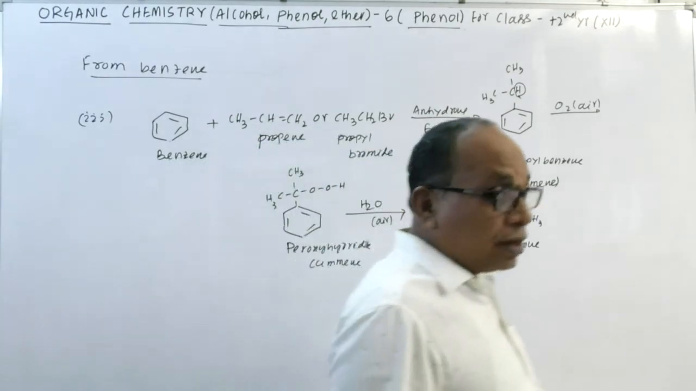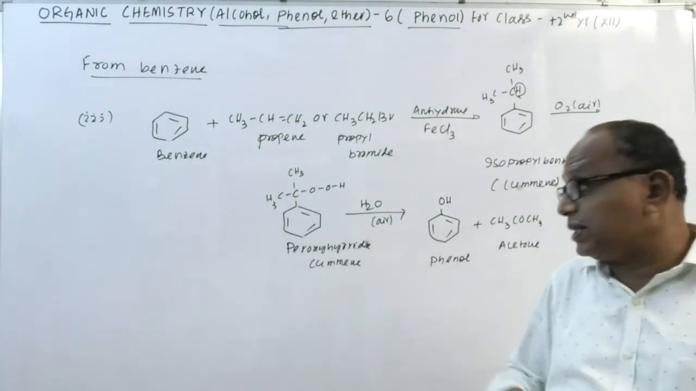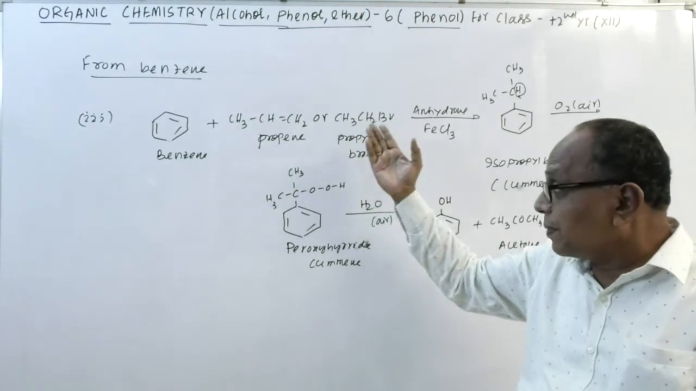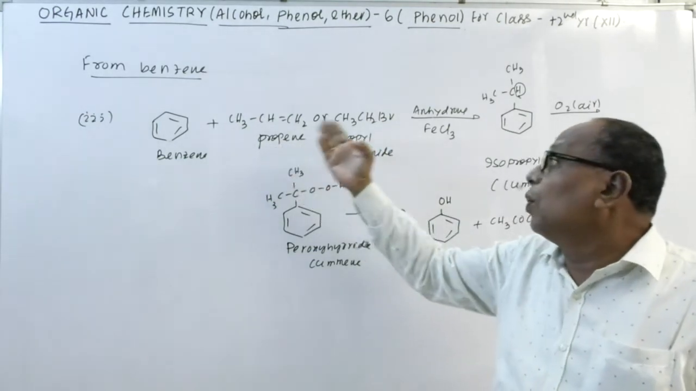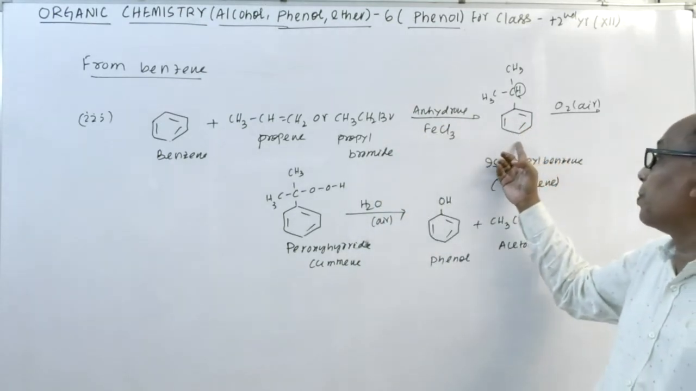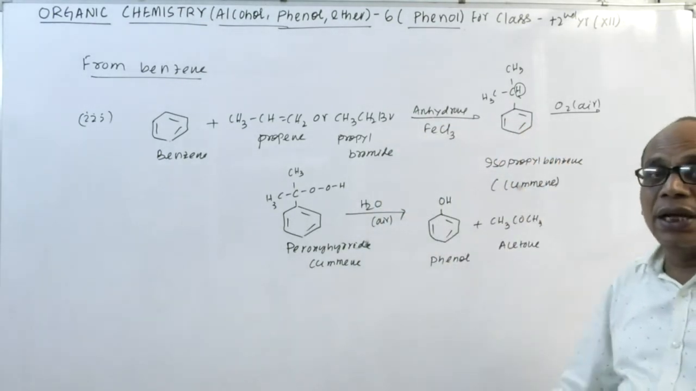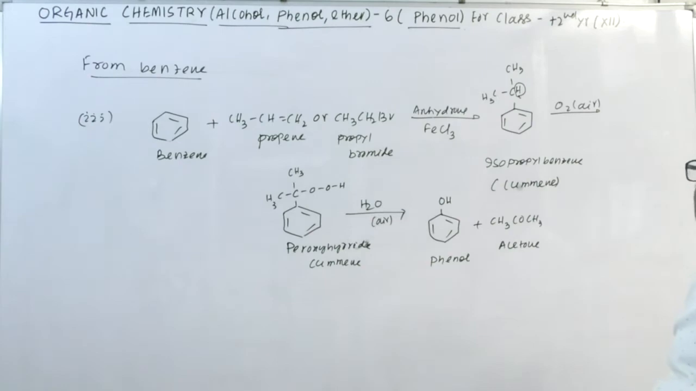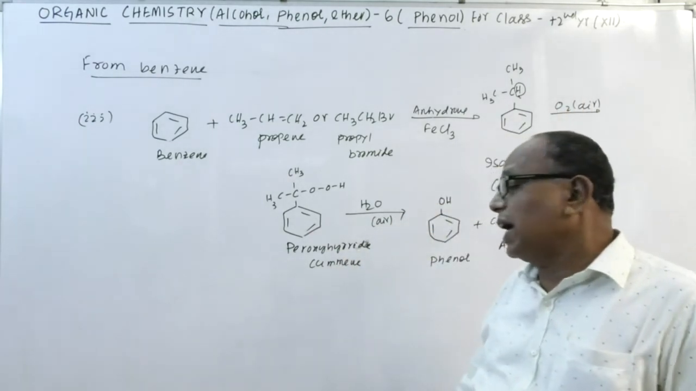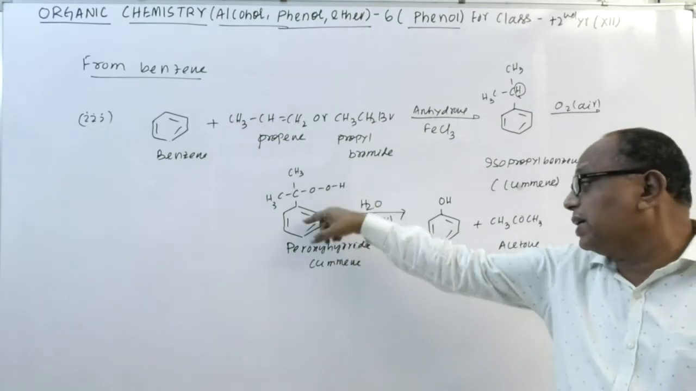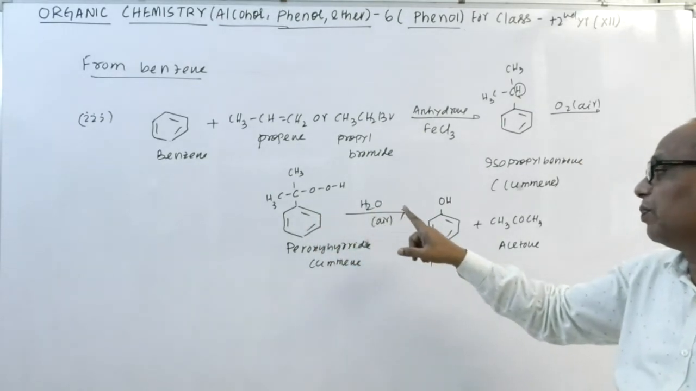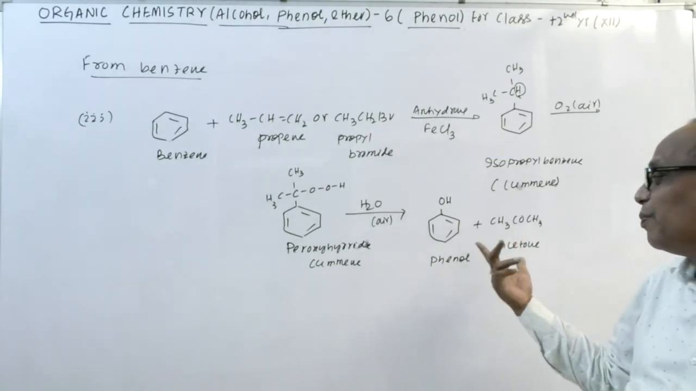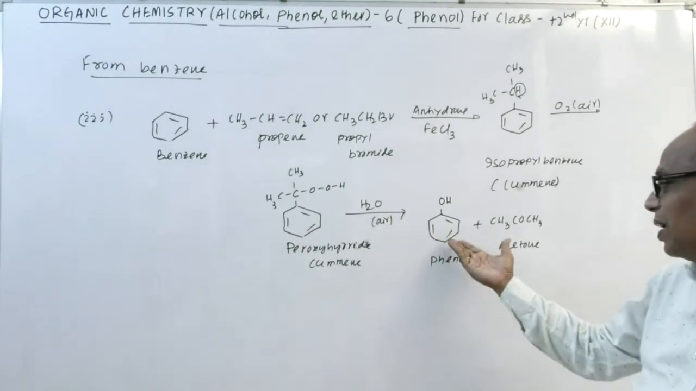And this is one of the conversions of benzene to phenol. That is, you start with benzene, which undergoes Friedel-Crafts alkylation by the action of either propene or propyl bromide. It forms isopropyl benzene, which is known as cumene. And the cumene, when exposed to the atmosphere or air, which contains oxygen, is first oxidized to cumene peroxyhydrate, and the peroxyhydrate is hydrolyzed with water to give phenol and acetone. You see, these are two methods. You will get two important compounds from benzene, that is phenol as well as acetone.